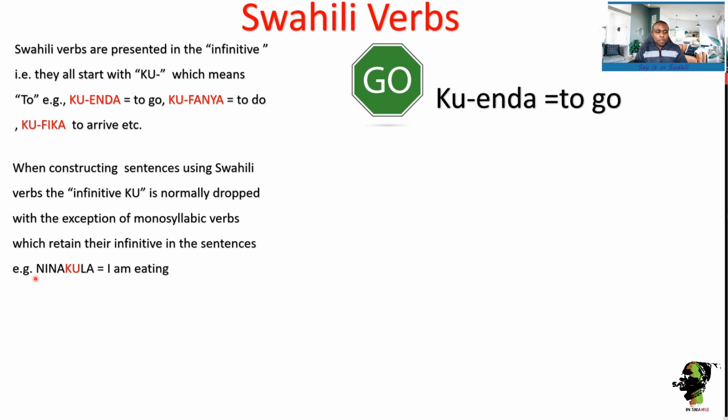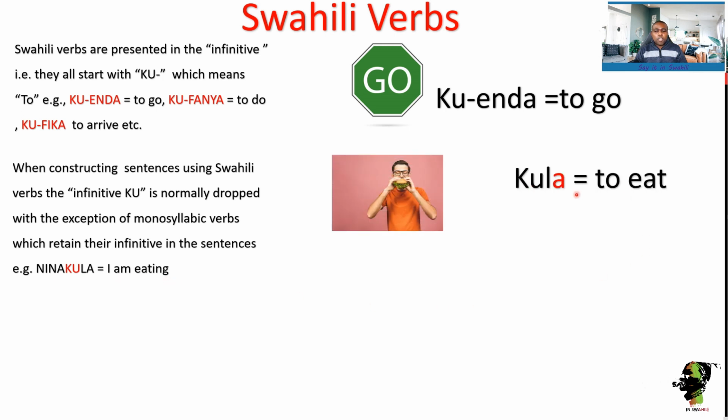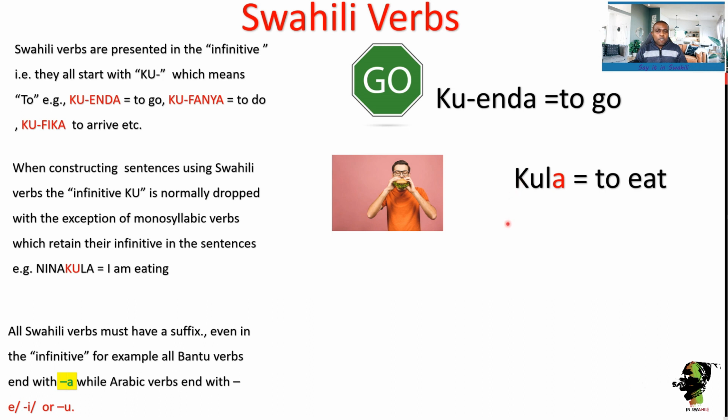For example, ninakula, I am eating. This is because the word to eat is kula, so the verb exists with the infinitive ku. Very important thing to know is that Swahili verbs have suffixes, and the suffixes let us know whether it is an Arabic verb or a Bantu verb.